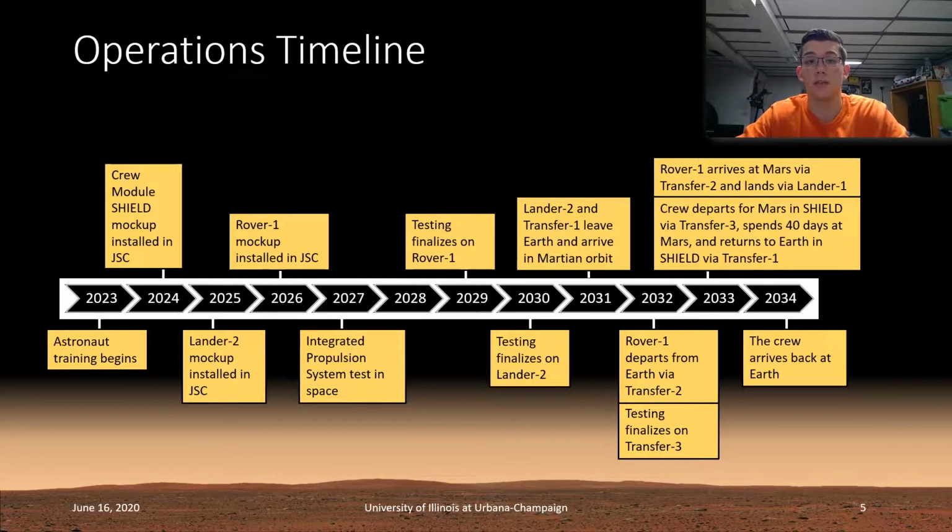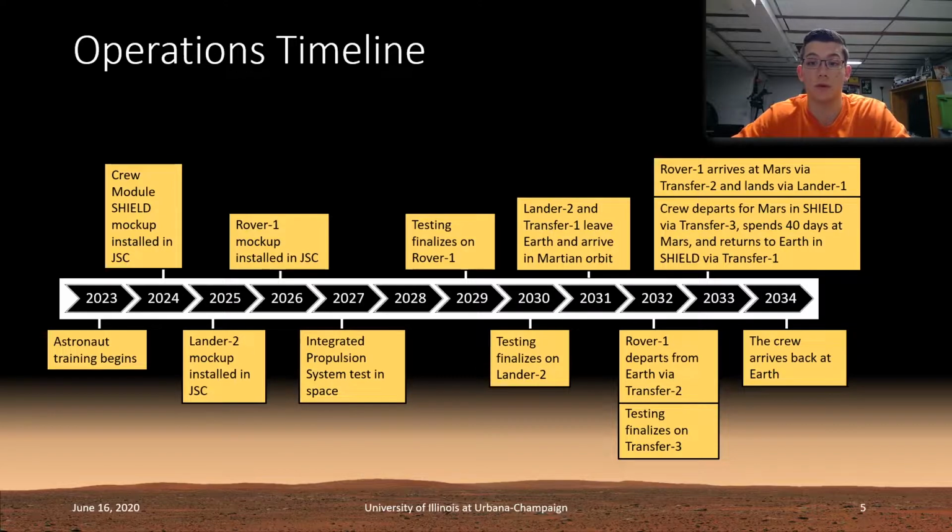In 2027, the integrated propulsion system will be tested in space. It will start in low Earth orbit and then end up in high Earth orbit. This burn is done in space to protect ground staff and equipment in the unlikely event of a failure during testing. Following this, in 2031, Lander 2 and Transfer 1 will leave Earth and arrive in Martian orbit later in the year. In 2032, Rover 1 will leave Martian orbit aboard Transfer 2 and arrive the following year.